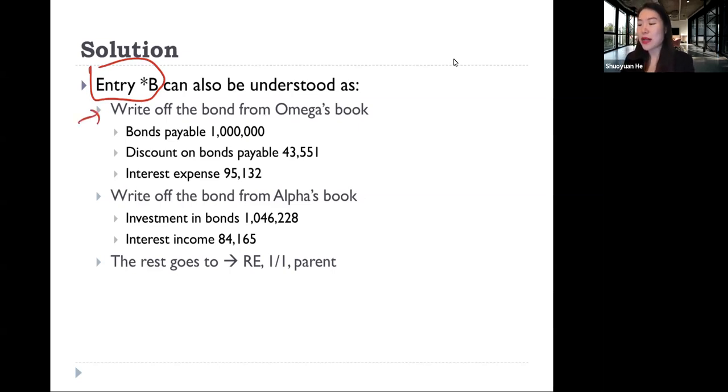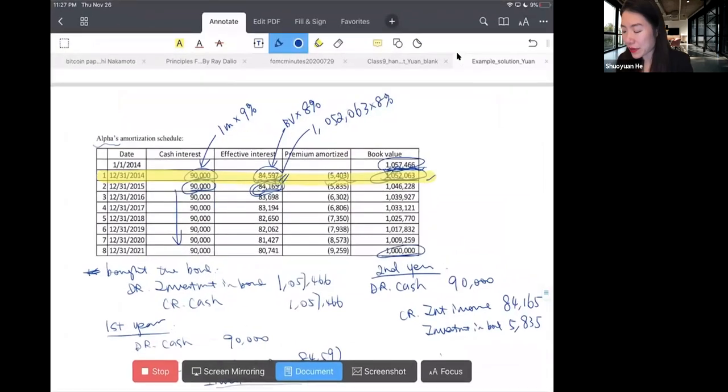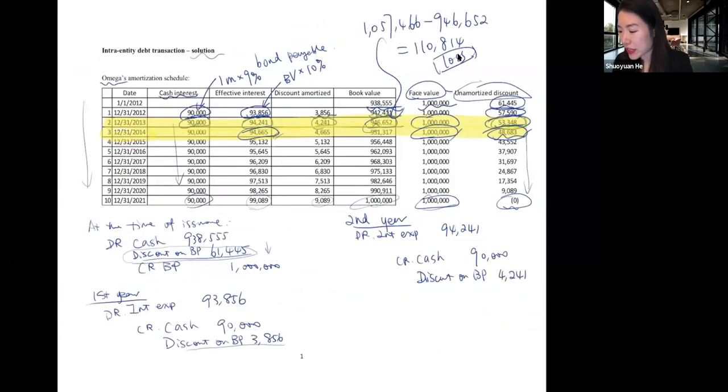The first purpose is to write off the bond from Omega's books. If you look at what we have on Omega's books at the end of the year 2015, the face value of the bond is still 1,000. However, after another year of amortization, the discount on bond payable becomes 43,552. And also the interest expense Omega would record during the year is 95,132. So those are the three important numbers.